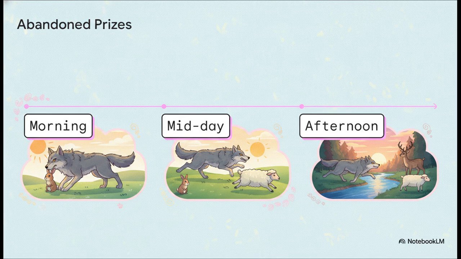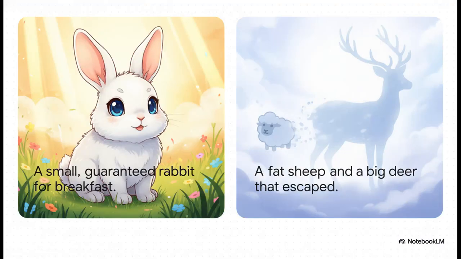Look at the morning. He actually succeeds. He catches a small rabbit for breakfast. But instead of just eating it, he spots a fat sheep, completely drops the rabbit, and chases the sheep. So the rabbit is lost and the sheep escapes. Later on, he spots a deer near a river and thinks, oh, an even bigger meal. He runs after the deer and poof, the deer disappears into the forest. He is literally abandoning one meal for the next in sequence, constantly trying to upgrade his desires while massively downgrading his actual reality. And this brilliantly illustrates the core conflict of the whole fable.